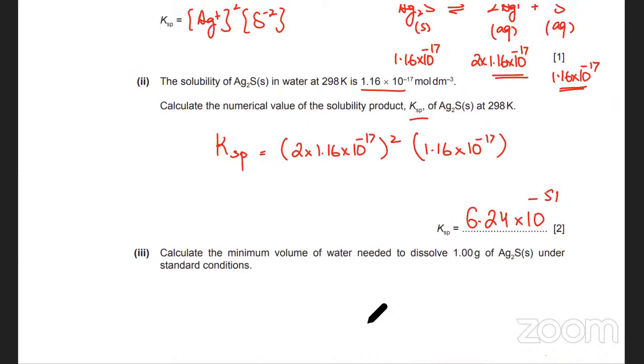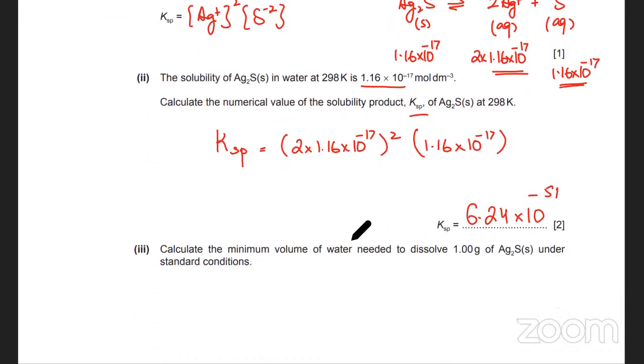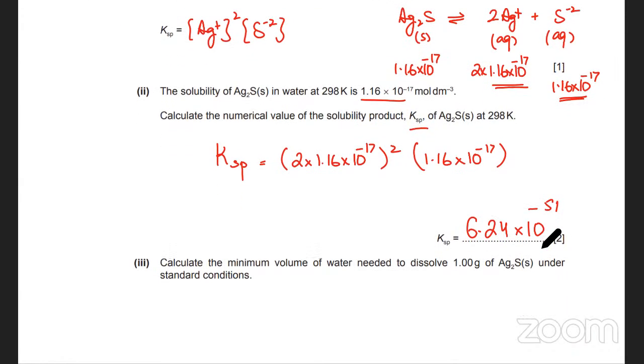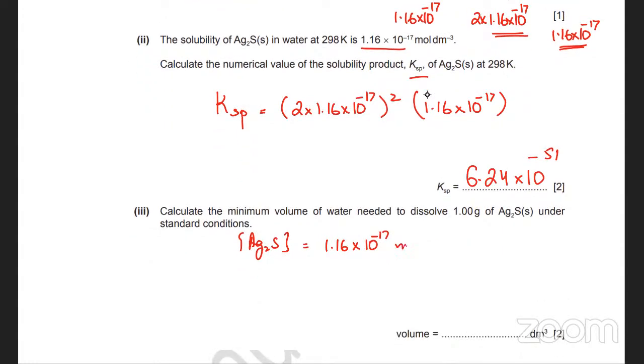अगला वाला थोड़ा interesting है. They sometimes link it up with moles. So calculate the minimum volume of water needed to dissolve 1 gram of Ag2S. अच्छा, now you know the solubility, right? Solubility कितनी है Ag2S की? The concentration of Ag2S is given over here. This is the amount that dissolves, 1.16 times 10 to the power minus 17. ठीक है. The question में कह रहा है, what is the amount of water that needs to be dissolved? I mean, to get this concentration, right?